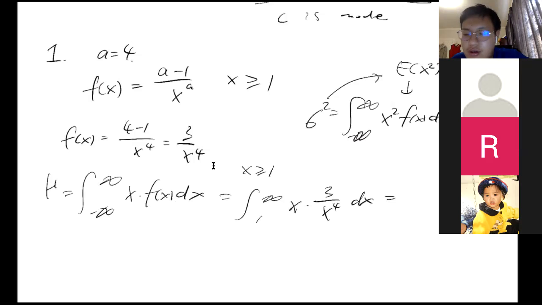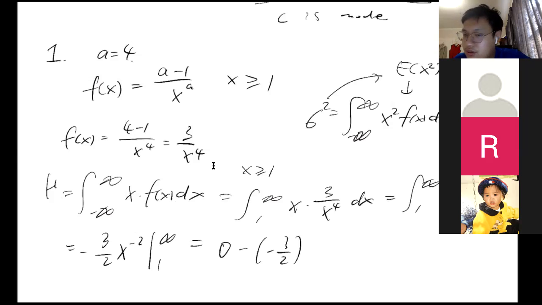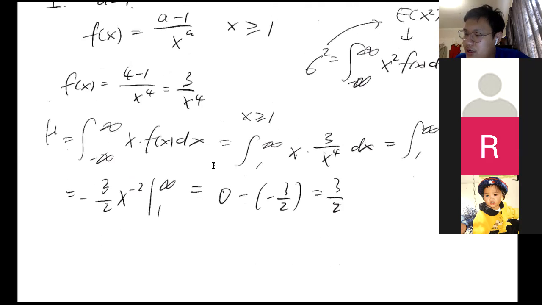And this is equal to the integral from 1 to infinity of 3 over x cubed dx, which is negative 3 over 2 times x to the negative 2, ranging from 1 to positive infinity, which is 0 minus negative 3 over 2, which is 3 over 2. So that's mu. And we have solved that, and we want to solve the first part.